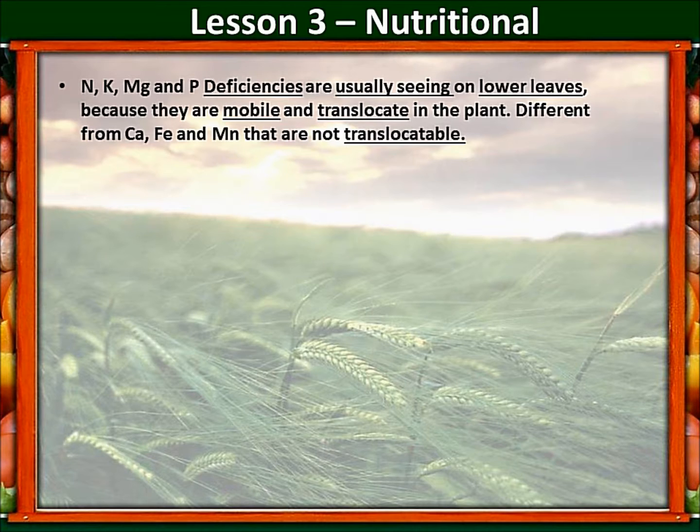Ok? Repitam depois de mim. Nitrogen, potassium, magnesium, and phosphorus deficiency are usually seen on lower leaves because they are mobile and translocate into the plant, different from calcium, iron, manganese that are not translocatable.